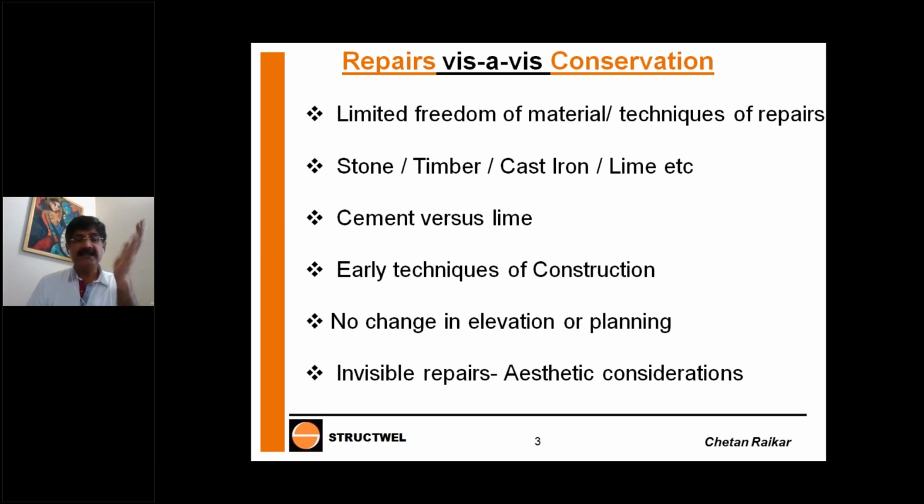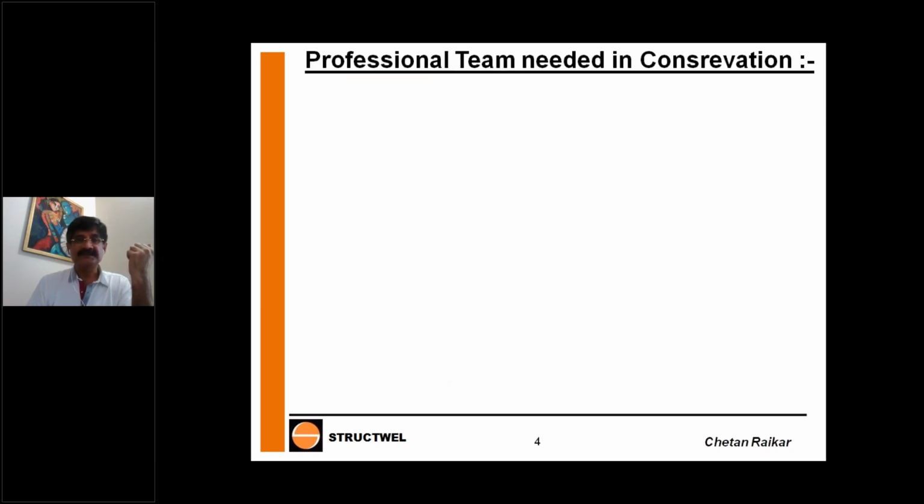Suppose the hand is broken, you got a fracture, and you want to put a steel rod in between, then do plastic surgery also. So you should not see that there is a steel rod inside. It's as simple as that. When I say aesthetic considerations, the external facade, the face, the beauty of the structure should not be marred at all. So these are a few points of comparison between repairs vis-a-vis conservation.